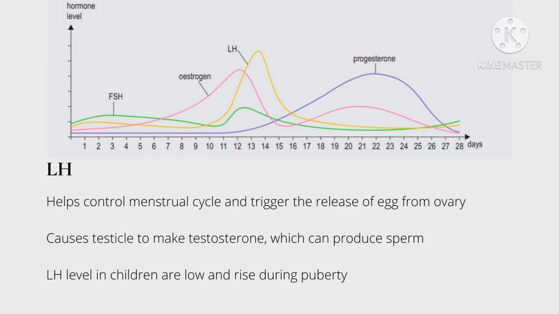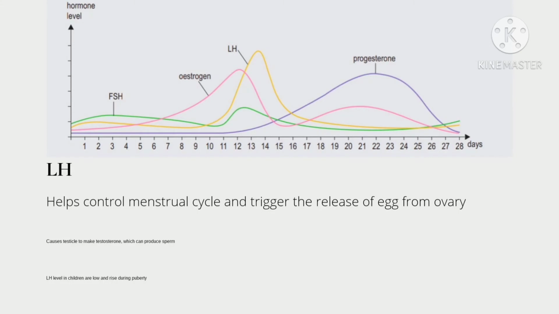For LH, it helps to control the menstrual cycle and trigger the release of egg from the ovary in the women's system. While in men's system, it causes the testicles to make testosterone, which is important for producing sperm. In children, the LH levels are usually low until puberty hits and the levels start to rise.